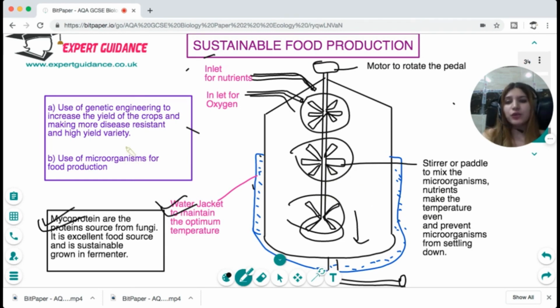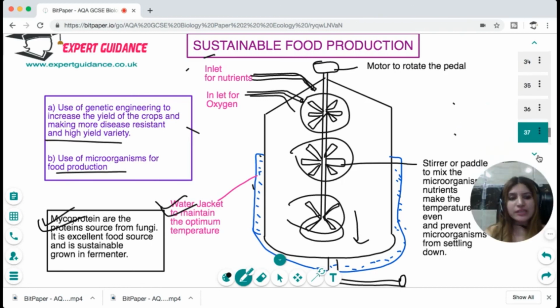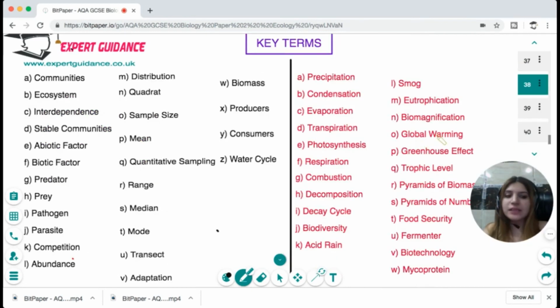Now, in the food production, we also use genetic engineering to increase the yield of the crop and make more disease resistant and high yield variety crops. And we can also use microorganisms for food production. Okay, so I hope all these topics are now clear to you.